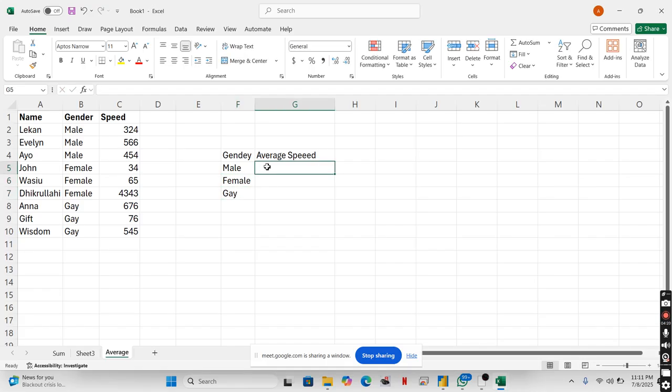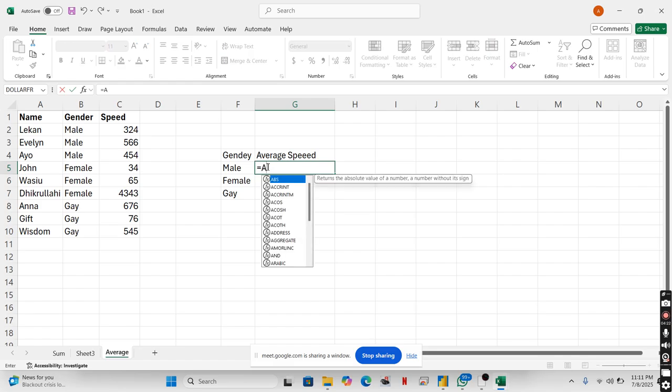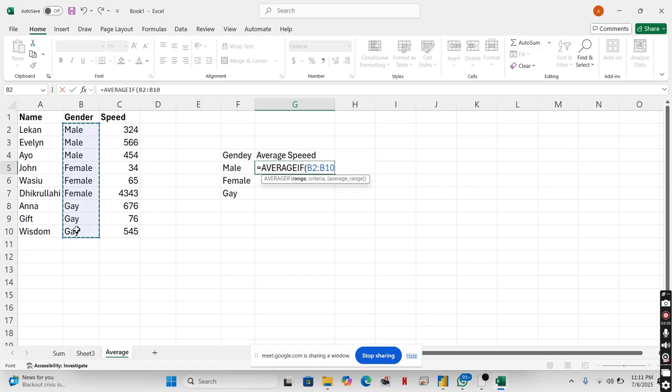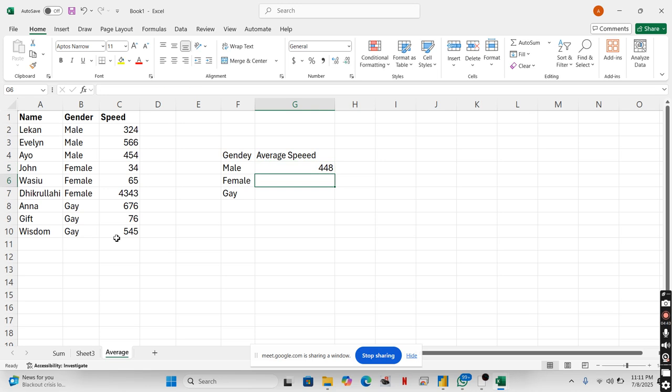So AVERAGEIF equals AVERAGEIF, range, criteria. We want to calculate the average speed of male, comma, average range. What is our answer? 448. How did we get 448? Calculate this plus this plus this.